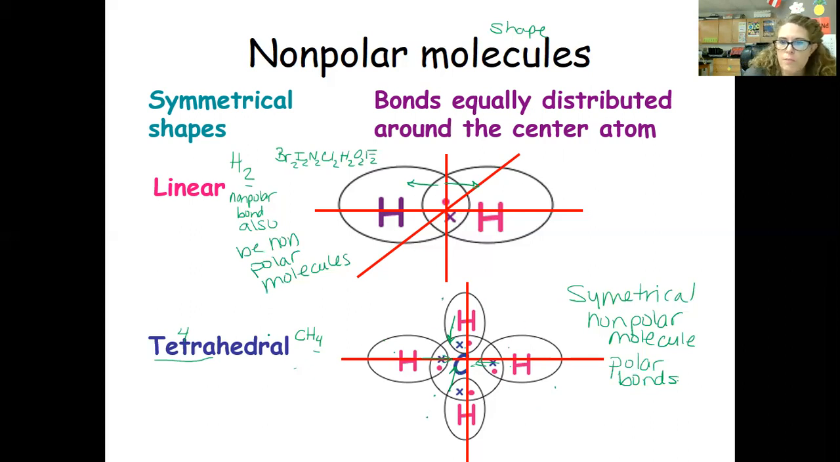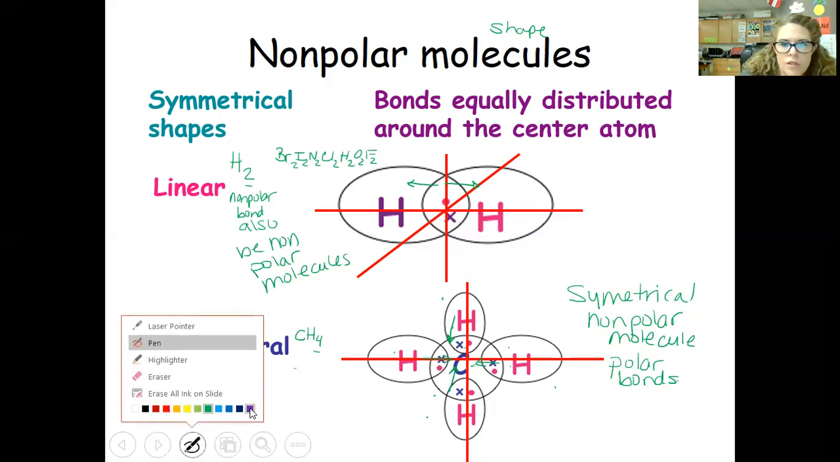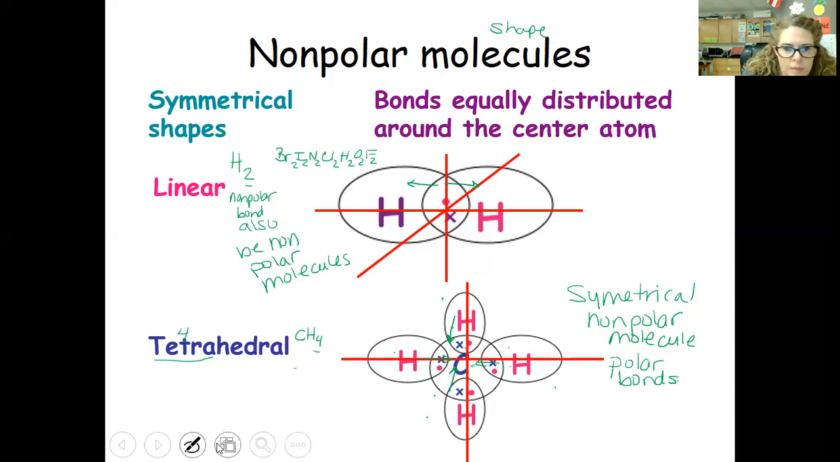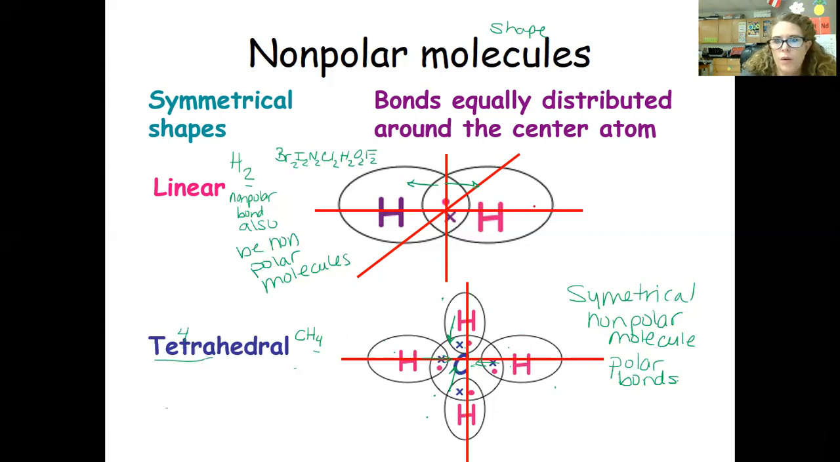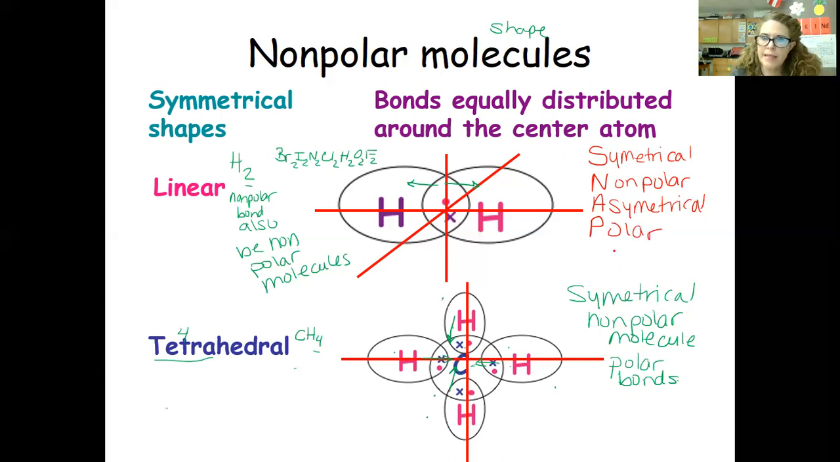Then there's a little memory trick that I have to remember this, and let me change color so it stands out. Let's go with red. Red always stands out, right? So I like to remember this: whenever you have a molecule, you need to SNAP. Molecule polarity is a SNAP, which stands for Symmetrical is Nonpolar, Asymmetrical is Polar.